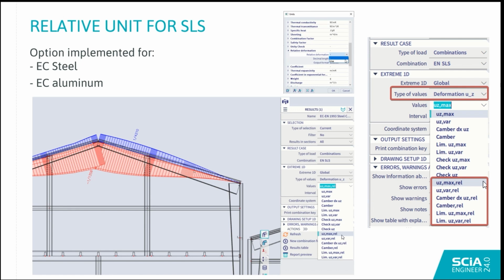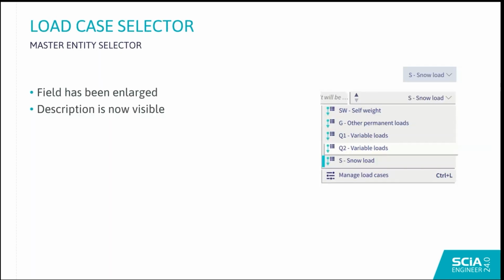Not the second, but the third voted item is some improvement for the load case selector. Previously, it only displayed the name, and now the description has also been made visible because a lot of our users actually use the description to really describe what load case it is. The field has therefore been enlarged to allow to display the longer names, and it will automatically scale with the size of the window. We hope that this will make it easier for you to find the load case you are looking for.